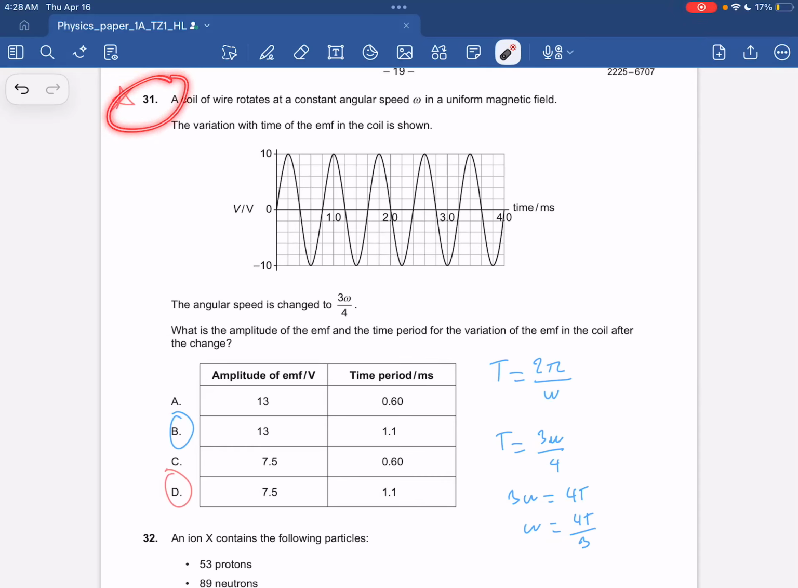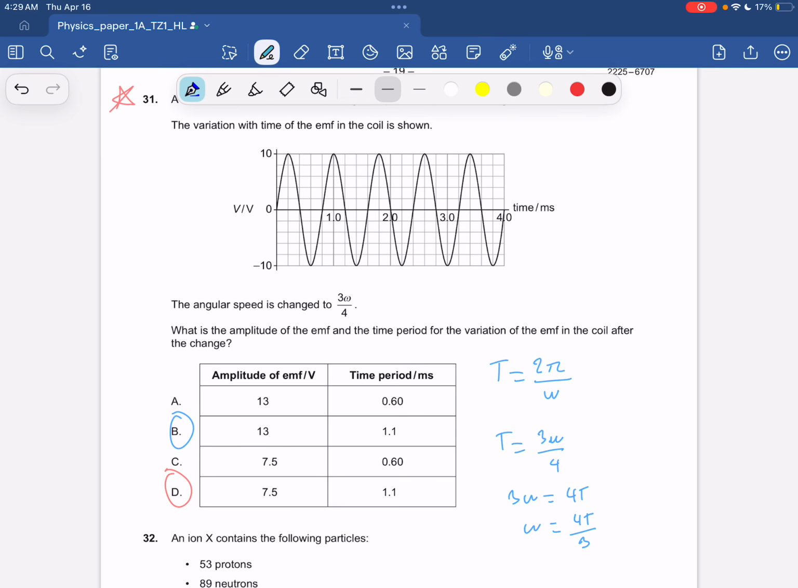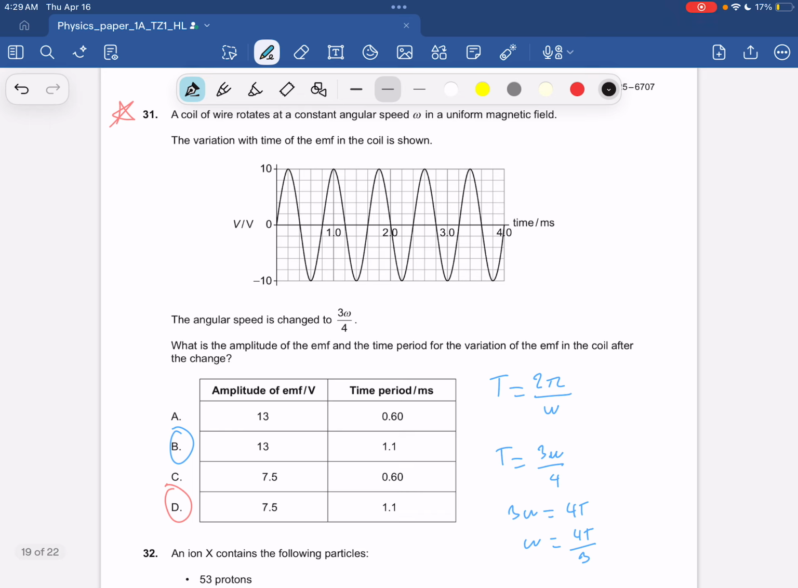Question 31 has to do with induction, because we know that if we have a coil of wire rotating in a uniform magnetic field, then we can have a current being induced, from epsilon, and epsilon here stands for EMF, electromotive force. So let's have a look at the formula from the data booklet for D4 for induction.